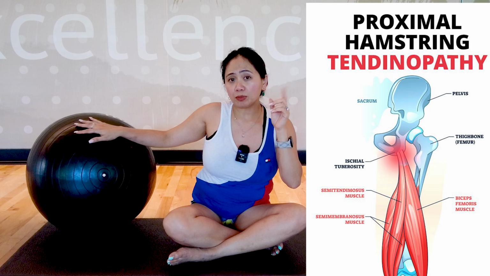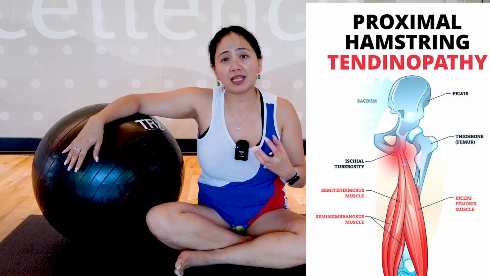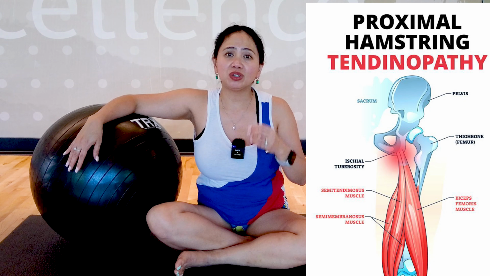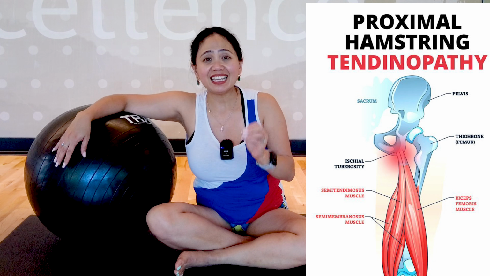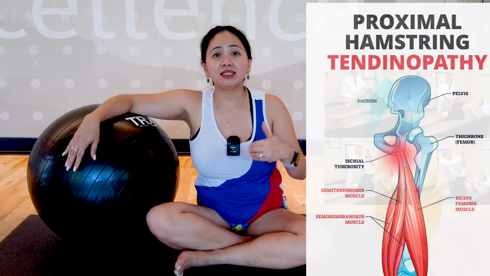And that's why when you have tightness in your piriformis, how do you know if it's the piriformis or hamstring tendinopathy on the proximal side? You'll know it's hamstring inflammation on your proximal tendon when you can do a special test called the bent knee extension test.